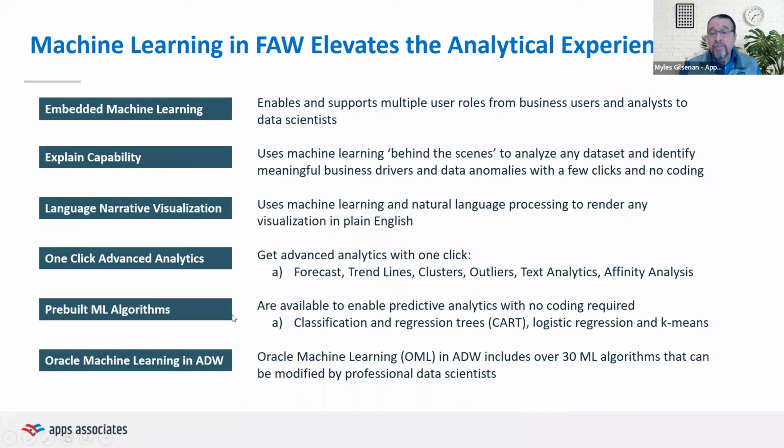And as I said, explicitly, there are pre-built machine learning algorithms that you can use as a citizen data scientist. If you would like to, say, train a machine learning model on some of your data and then apply that model to new data, you could do that. Don't need really any coding skills at all. And then for the professional data scientists, there's machine learning in ADW. There's about 30 machine learning algorithms, very sophisticated, that can be modified by professional data scientists in ADW. So machine learning is really spread across FAW as an important aspect and will only continue.